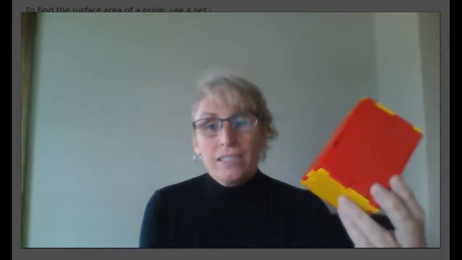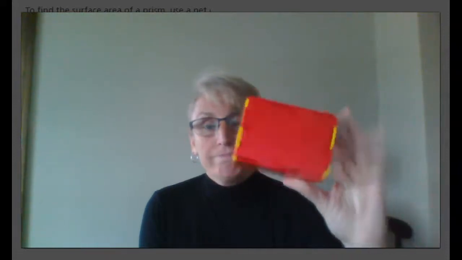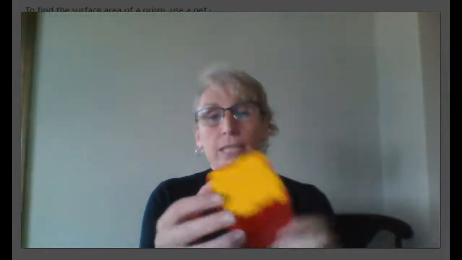Hello students, today we're going to talk about prisms. This is a rectangular prism. It's got rectangles, happens to have squares on the end, but a square is a rectangle.